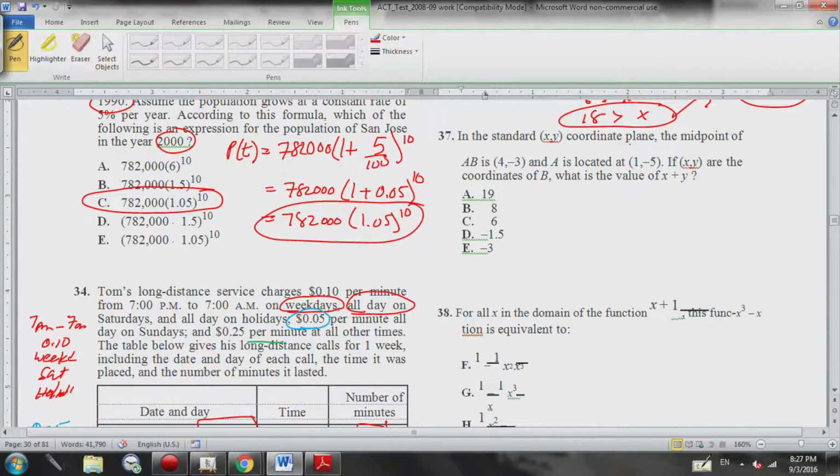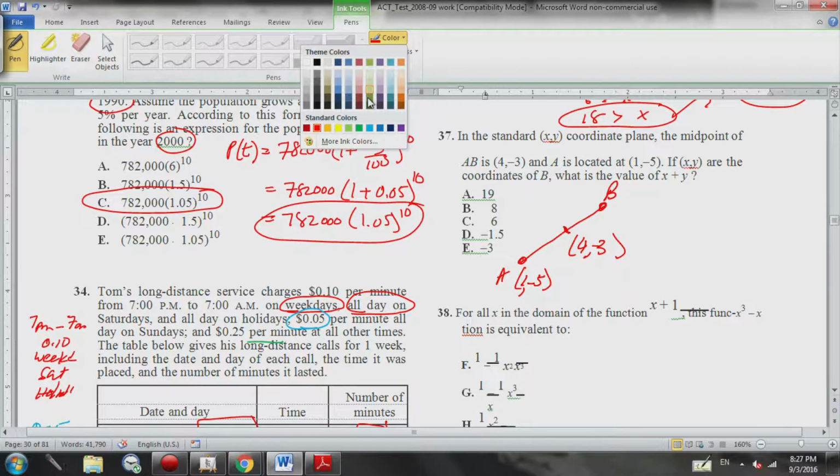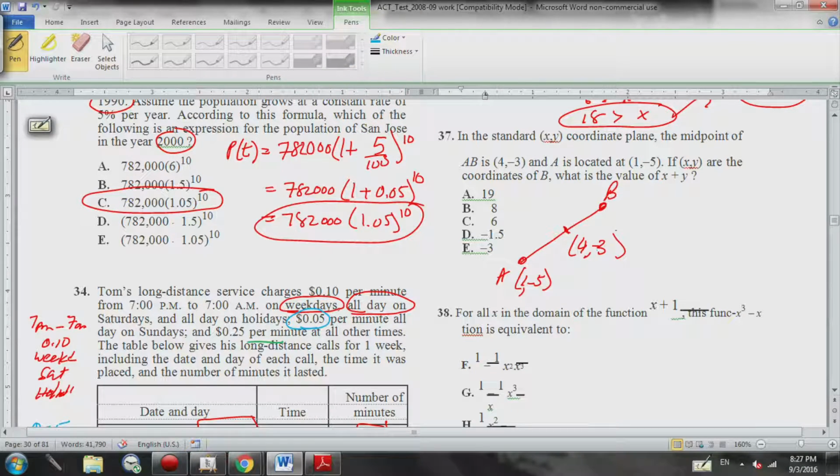Okay. 37. In the standard xy coordinate plane, the midpoint of AB, so you have some AB, okay? So this is A and this is B. That's the midpoint. The midpoint is 4, -3. A is located at 1, -5. If x, y are the coordinates for B, what is the value of x plus y?